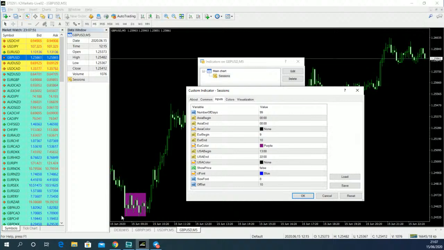The reason is my broker, IC Markets, is 2 hours ahead of London time. Right now we are at 9:08 p.m., but if you look at this market watch here, it's already 11:08. Mine is 9:08. This one is 11:08. So 2 hours ahead. That is why, instead of 7 to 8, it is 9 to 10.